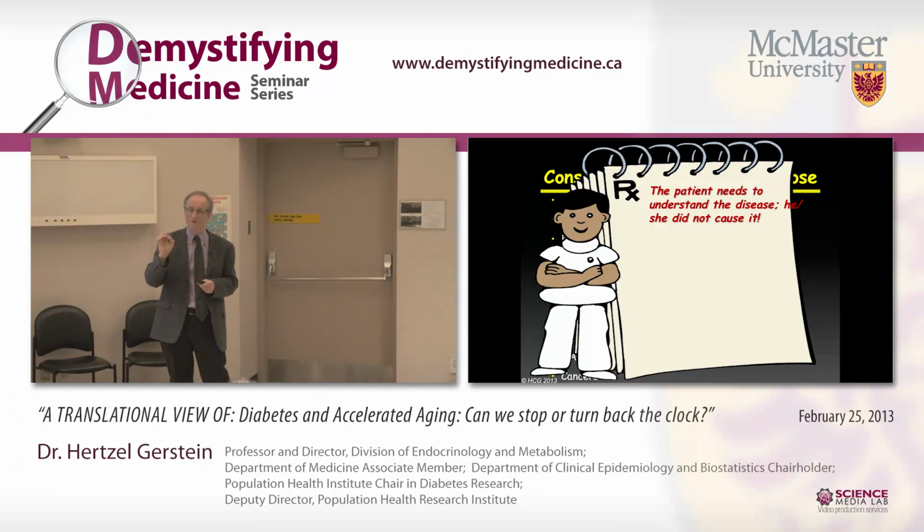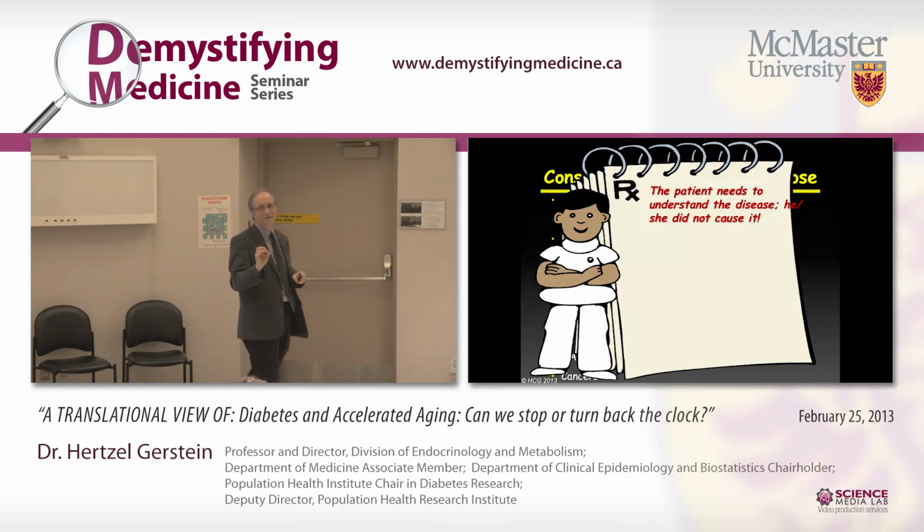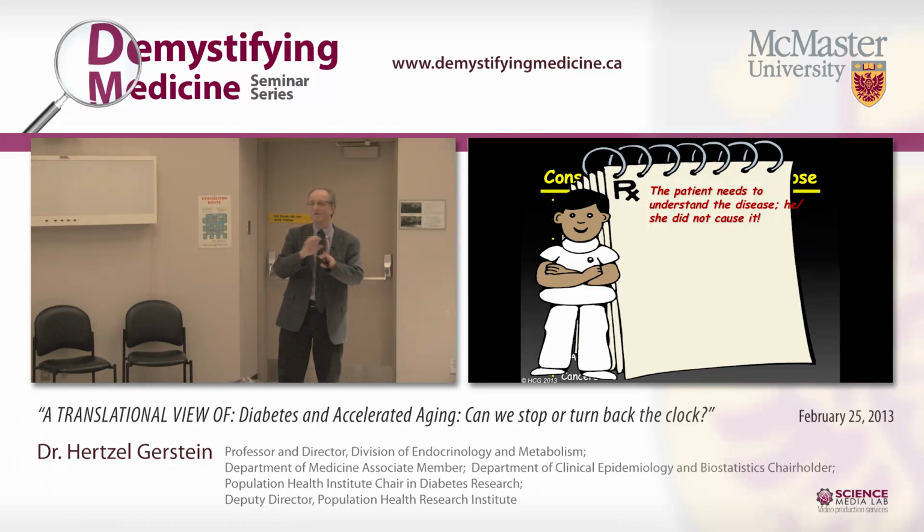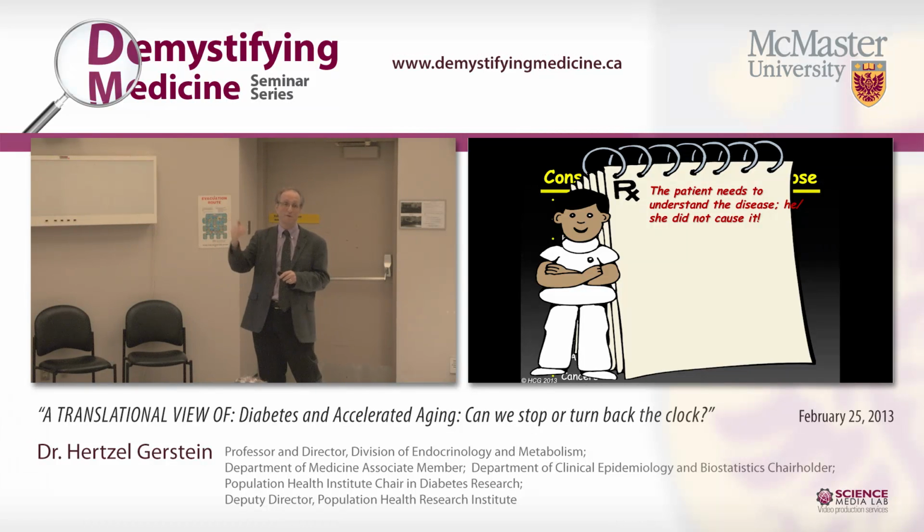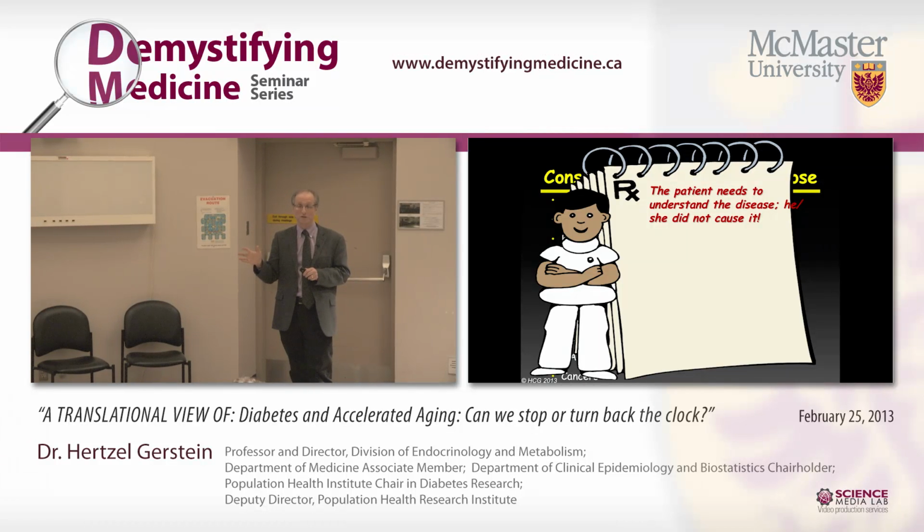Well, the most important thing is that the person with diabetes needs to understand the disease. How do you prevent the problems of diabetes? The patient needs to be the agent of that prevention and that delay. Because if the patient doesn't understand it, nothing's going to happen. And if the patient understands it, they are part of the solution.